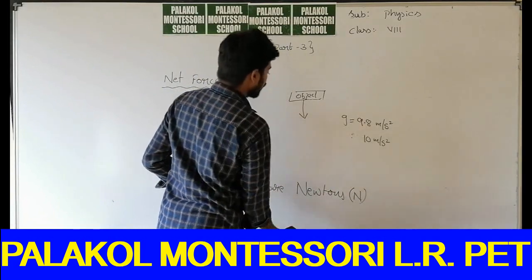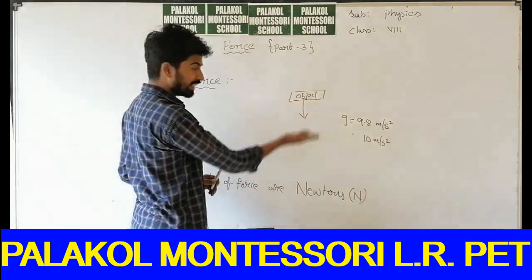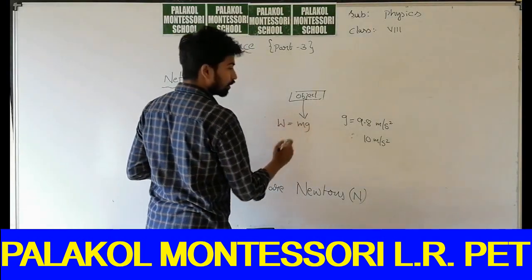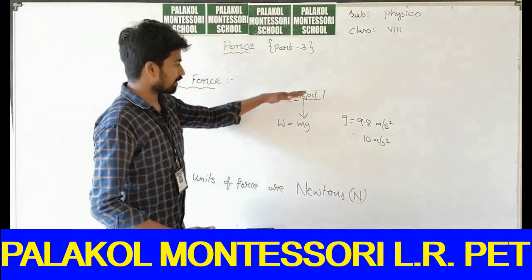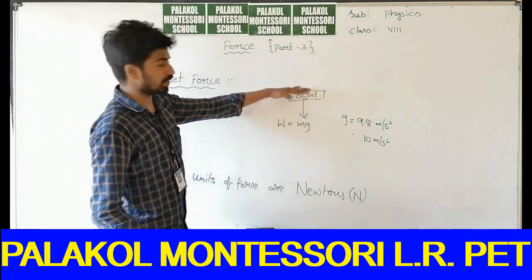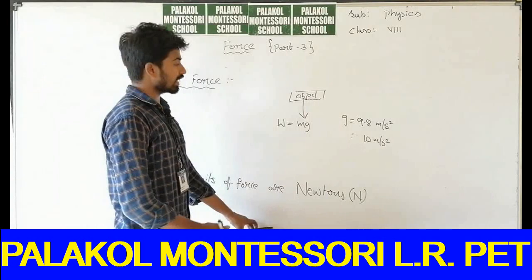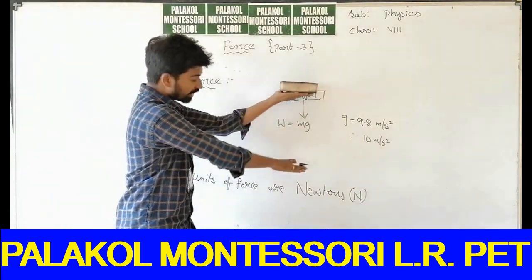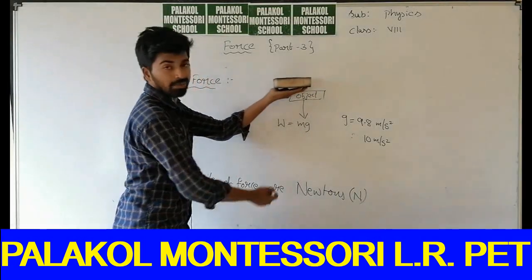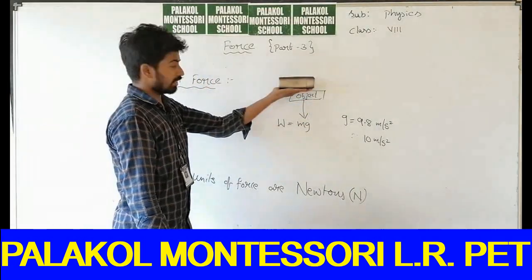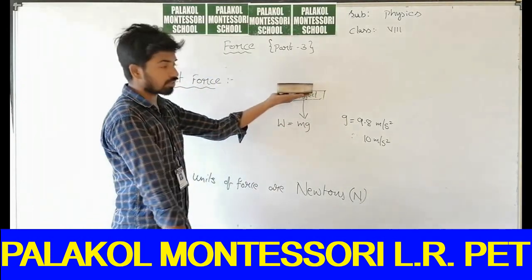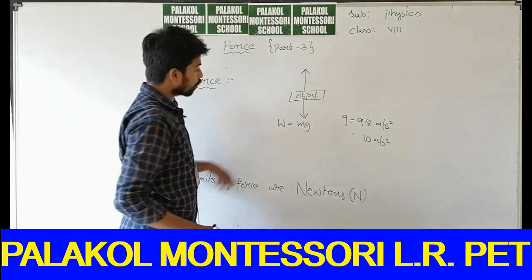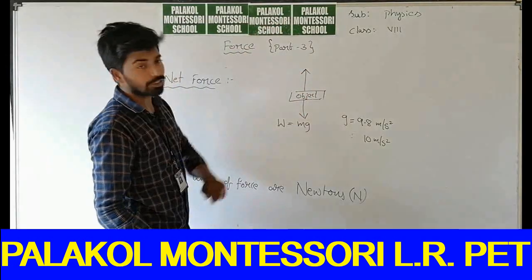So what is the gravitational force acting on this object? It is mg. mg is the weight, which is equal to the gravitational force. So gravitational force is acting on this object in the downward direction. I hold this object like this. The weight of the object acts in the downward direction, which is equal to mg. But it doesn't fall. Why? I applied some upward force. So here both an upward force and a downward force are there.